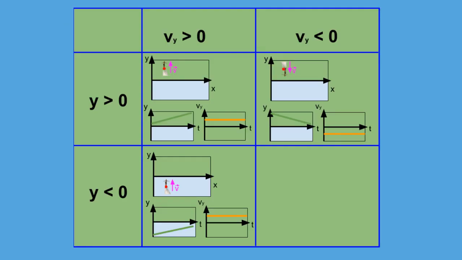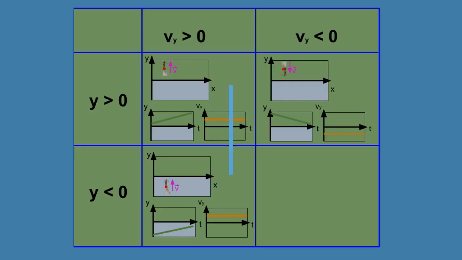We can add that to our chart, and when we compare the top right to the top left, both have a position that's above the axis, but we have a negative velocity, which means the rider is heading downward. Let's fill in our final corner.